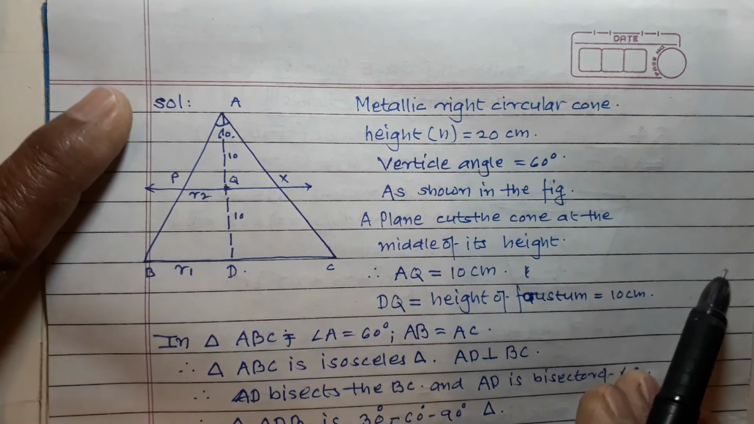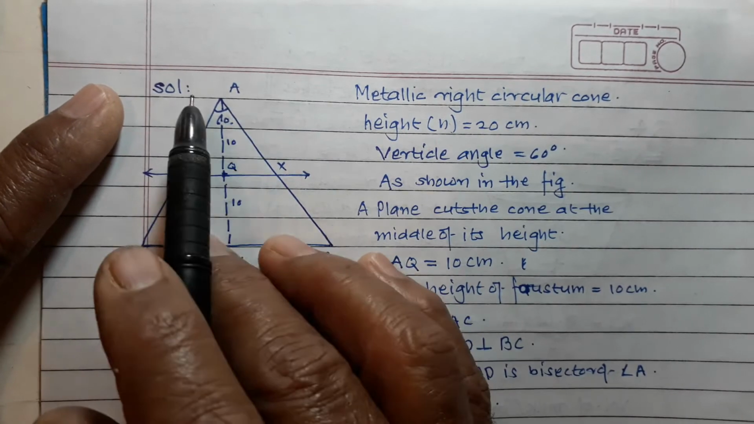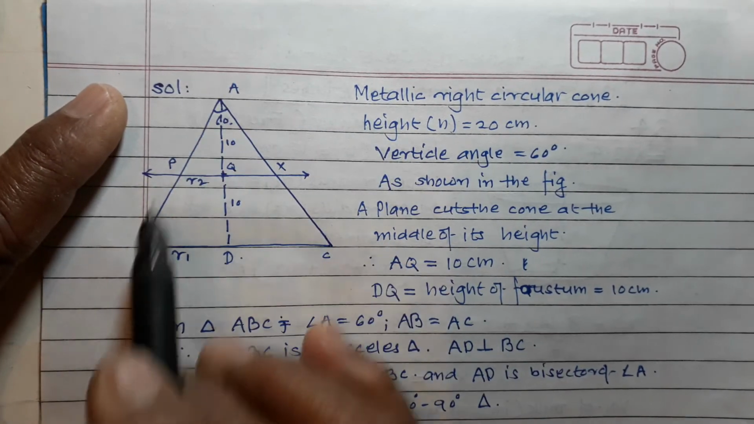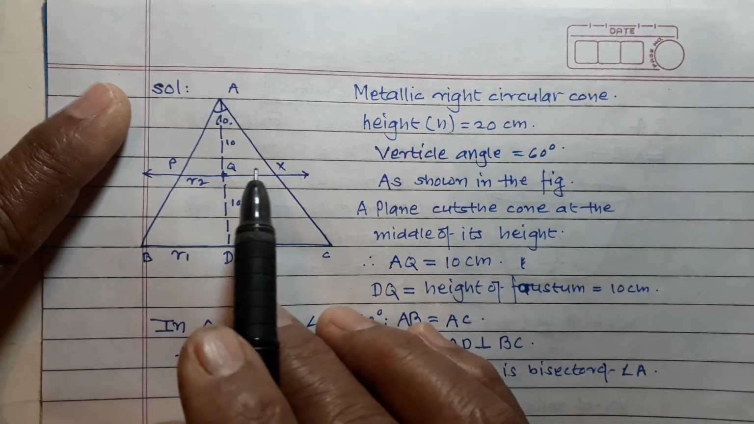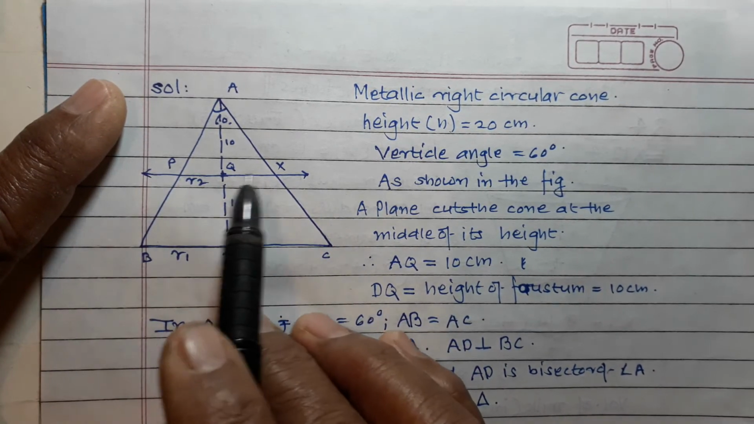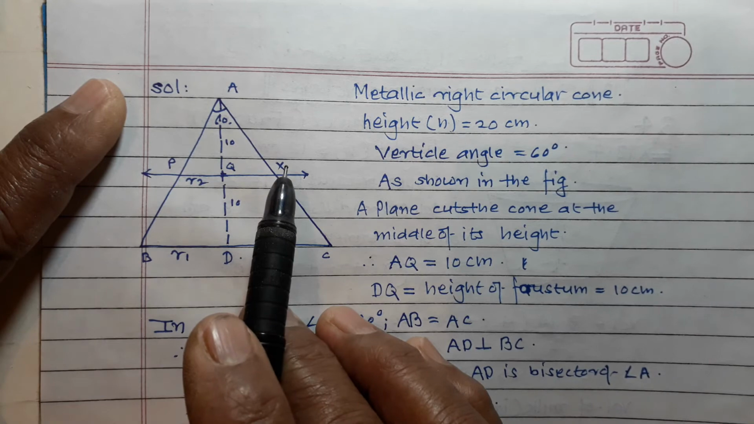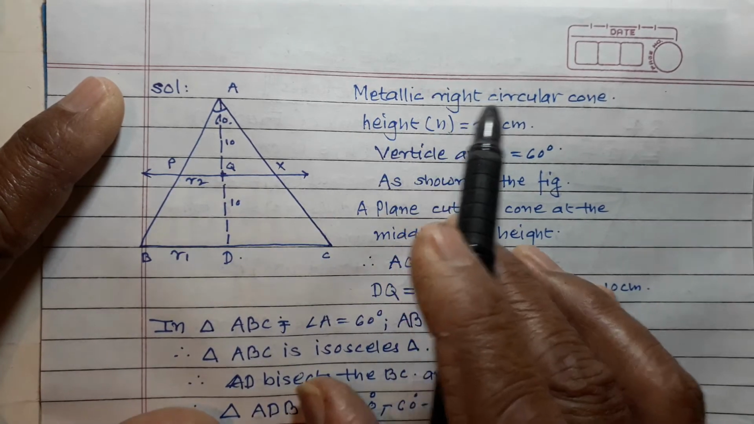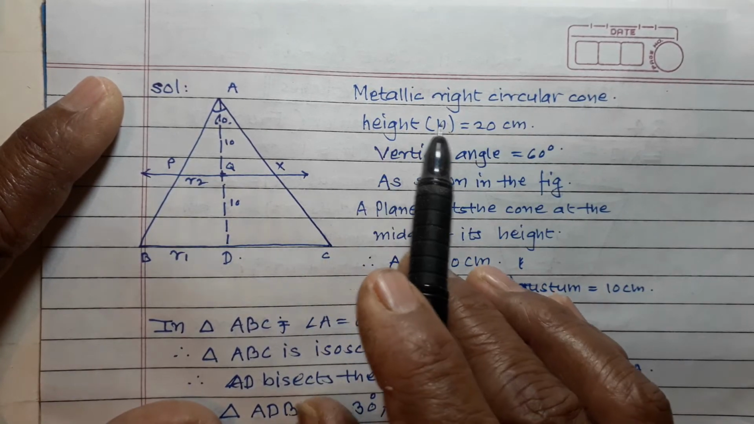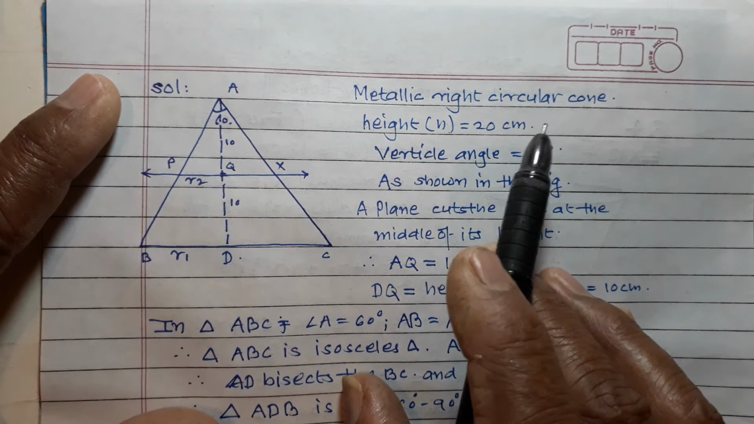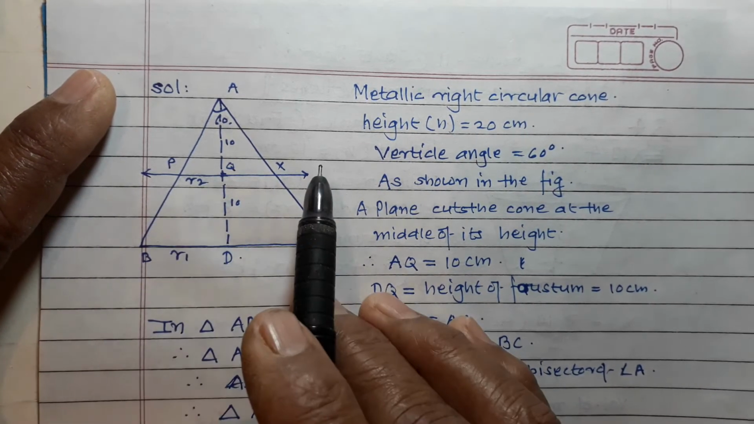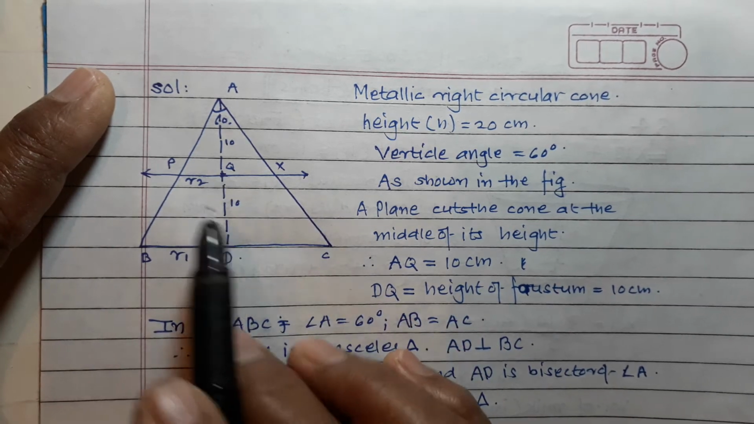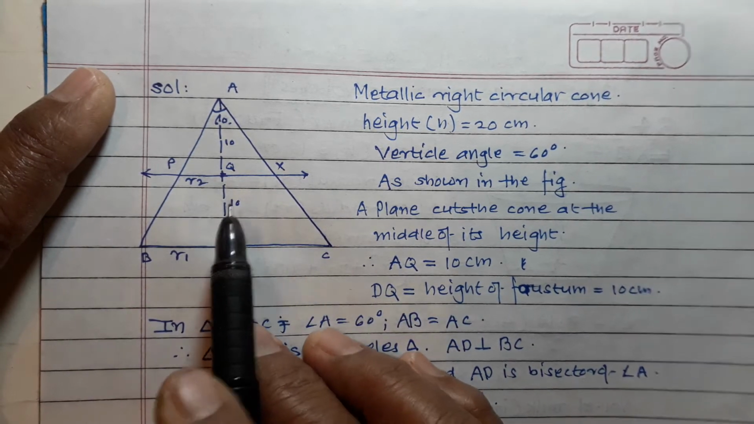Now try to understand the solution. This is a cone and this is cut off by a plane parallel to base. The metallic right circular cone has height h equal to 20 centimeter. So this height is 20 centimeter, cut in the middle. That means the height of the frustum is 10.